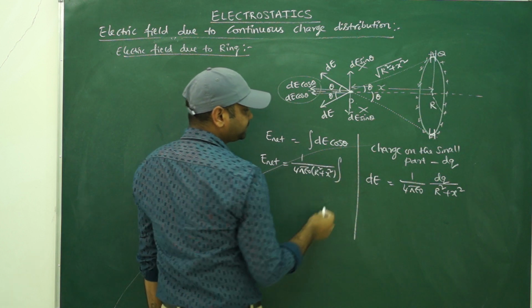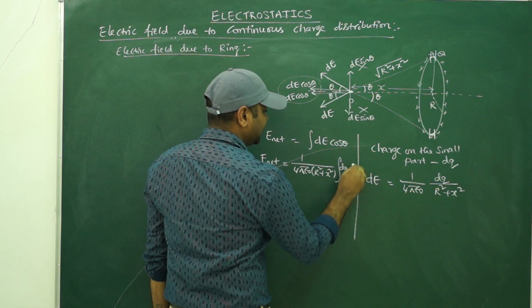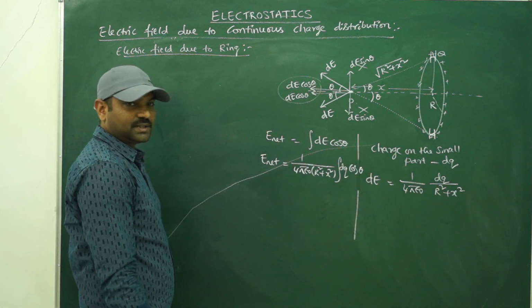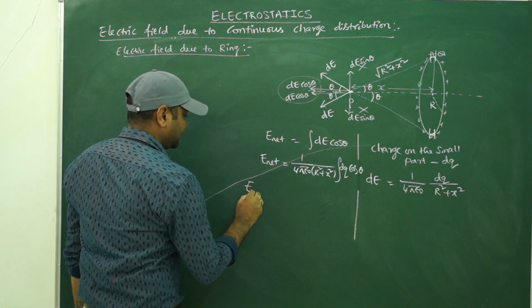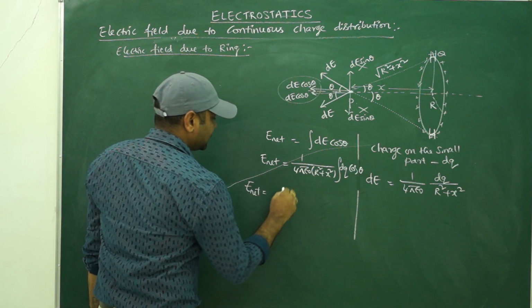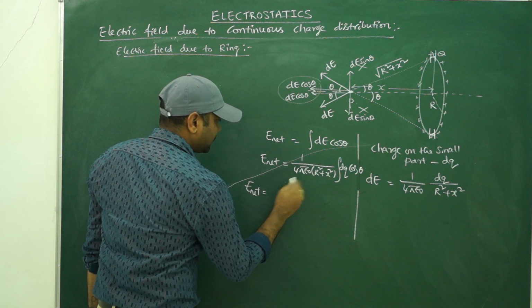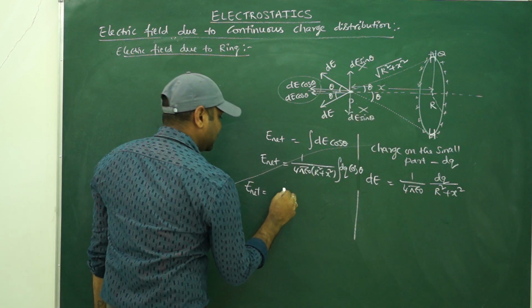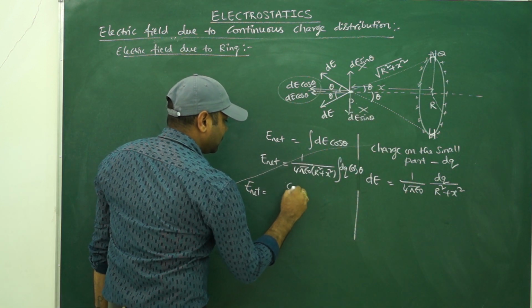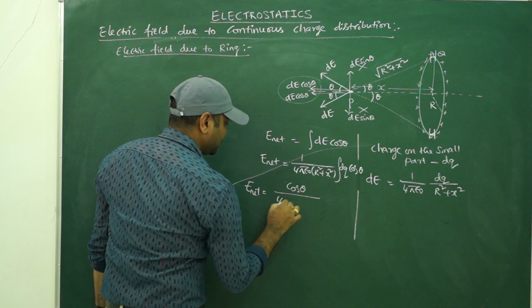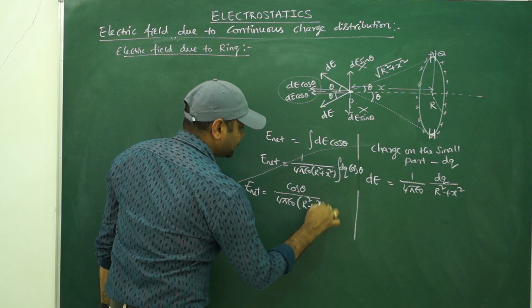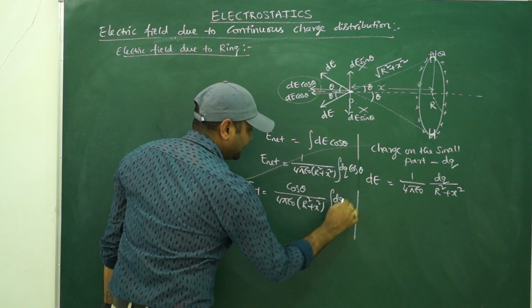Now integral dE cos theta is nothing but integral dq cos theta. Integral dq cos theta is there. Okay. So net electric field I can write down. This cos theta is also constant. Theta is constant. Theta is not variable. So I can write down one thing: cos theta by 4 pi epsilon naught (r square plus x square) multiplied with integral dq.